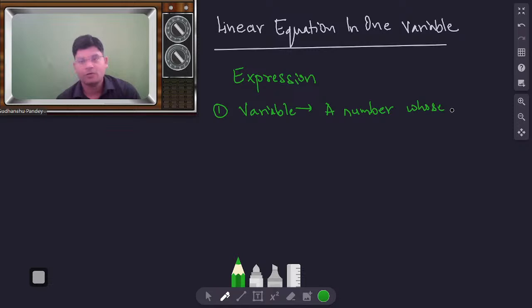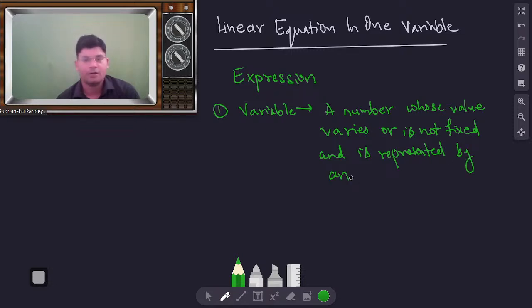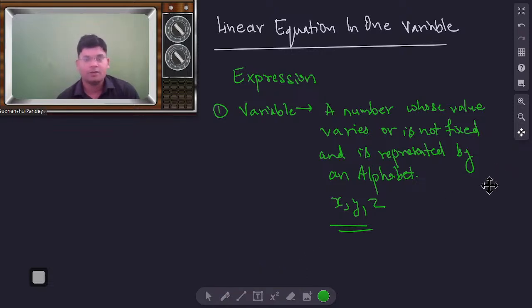whose value is not fixed, or we can say whose value varies or is not fixed, and is represented by an alphabet. When I say alphabet, we can use any alphabet from A to Z, but most of the times we use X, Y and Z. All right, so this is a variable.